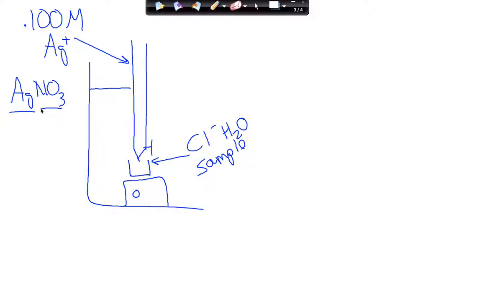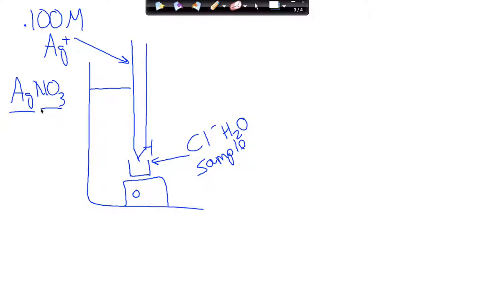Let me put this away. Okay, so guys, the silver nitrate is clear and colorless. What does the salt water, or what does the chloride in water look like? Probably clear and colorless as well. So guys, now when we add the silver to the chloride, what are you going to see? Precipitate. As the silver solution hits the chloride, you're going to see right at that impact site a white precipitate form.